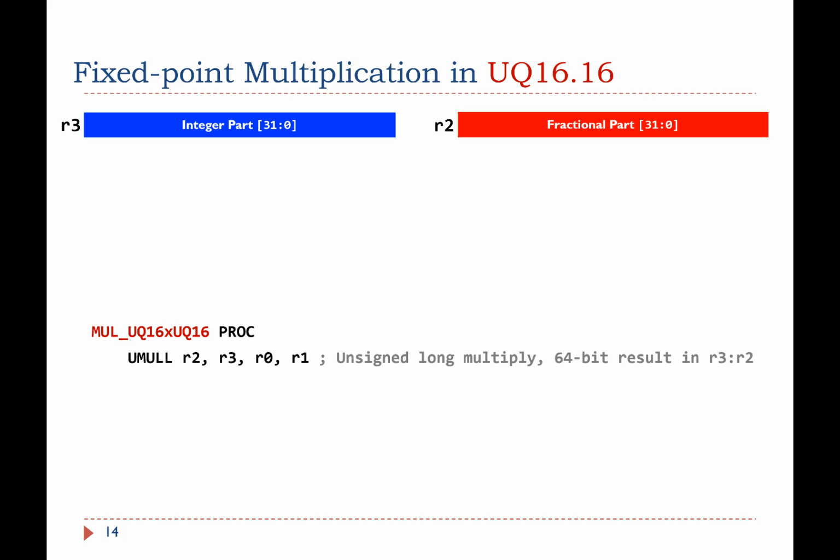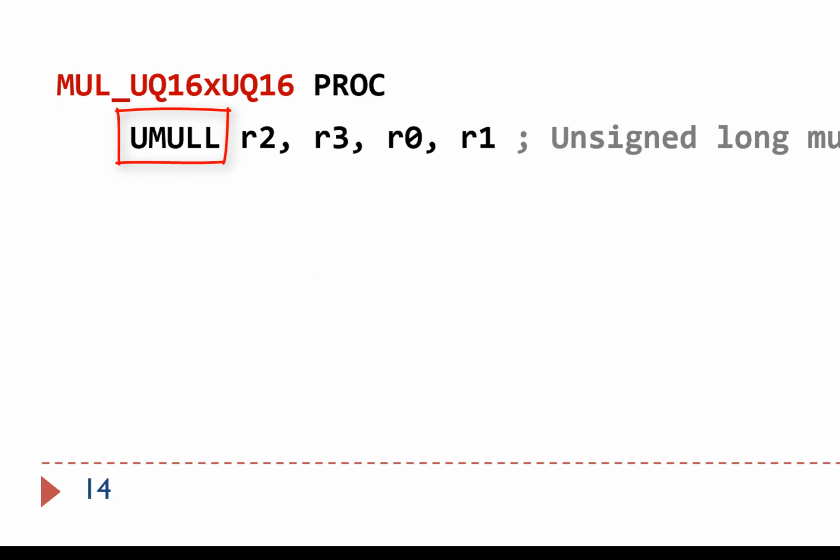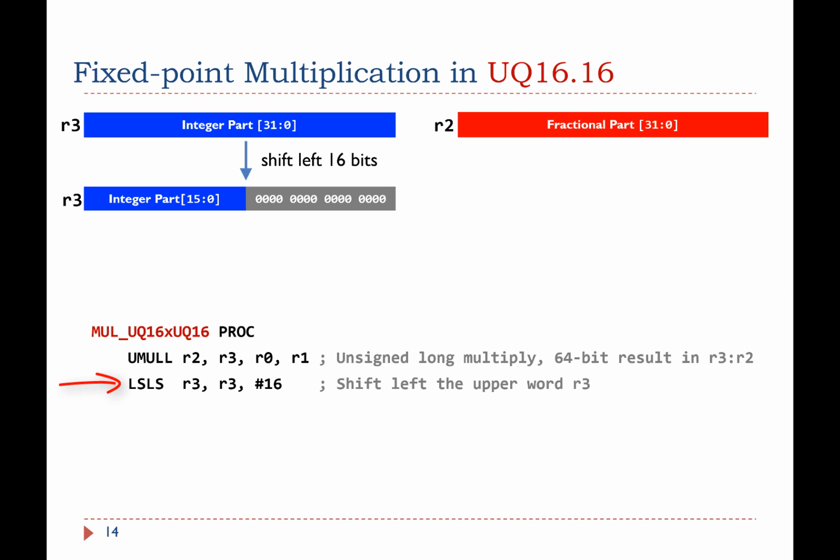Now let's see how we can implement the fixed point multiplication in assembly. For unsigned fixed point UQ16.16, we first use the instruction unsigned multiply long to get a 64-bit product. In this instruction, registers R0 and R1 are two input arguments to this function, and each of them holds a 32-bit fixed point number. The product has 64 bits, with the upper word placed in register R3 and the lower word in register R2. Then, we shift left the upper word by 16 bits. This removes the leading 16 bits of the product.